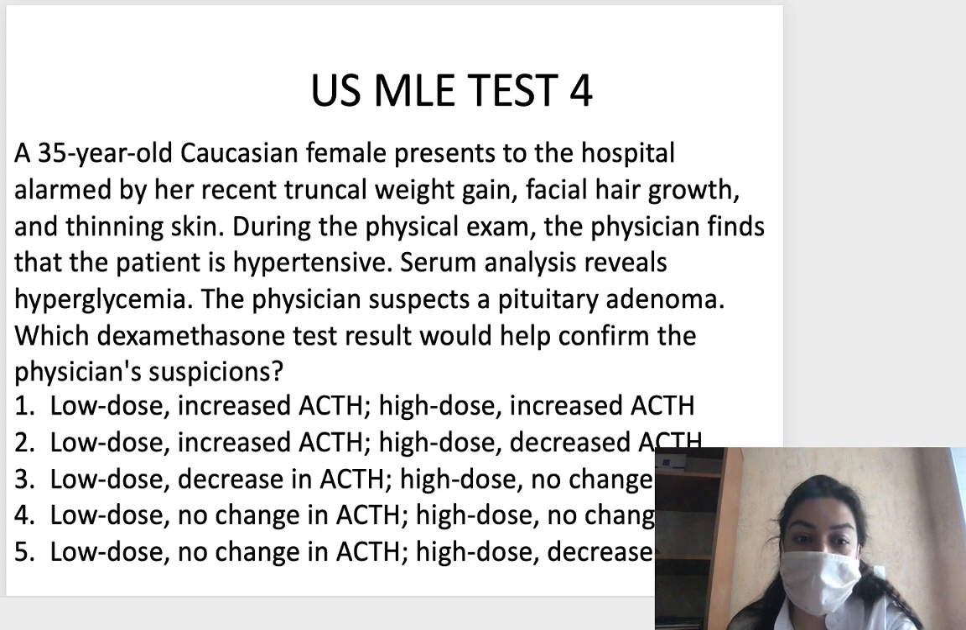First option, low dose increased ACTH, high dose increased ACTH. Second, low dose increased ACTH, high dose decreased ACTH. Third one, low dose decreased ACTH, high dose no change in ACTH. Fourth option, low dose no change in ACTH and high dose no change too. And last option, low dose no change in ACTH, high dose decreased ACTH.